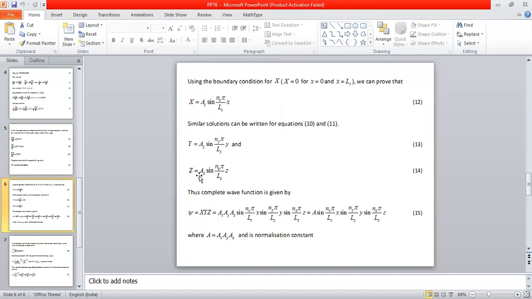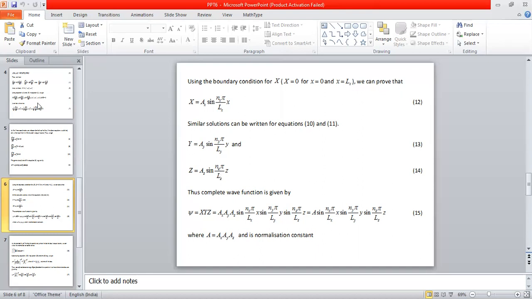And the solution of equation 11 is Z equal to Az sin(nz pi divided by Lz into z). Here, instead of one quantum number n, we have three quantum numbers: nx, ny, and nz. So nx is the quantum number along the x-axis, ny is the quantum number along the y-axis, and nz is the quantum number along the z-axis. And each of these can take a discrete set of values 1, 2, 3, 4, 5, etc., just like in the previous case.